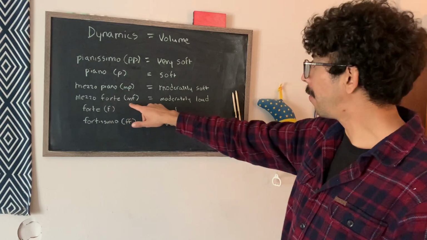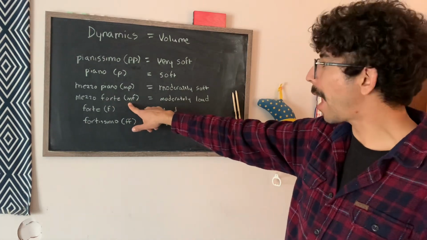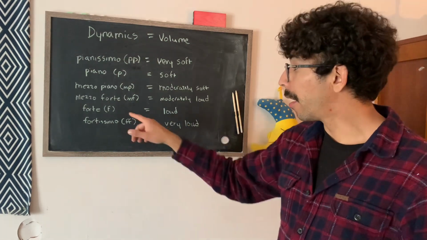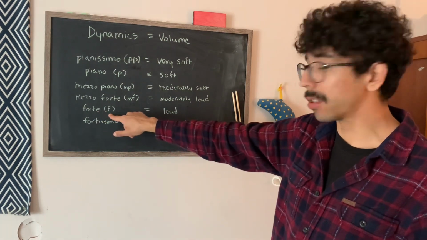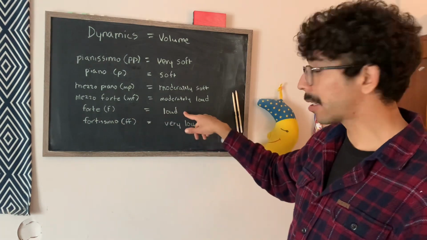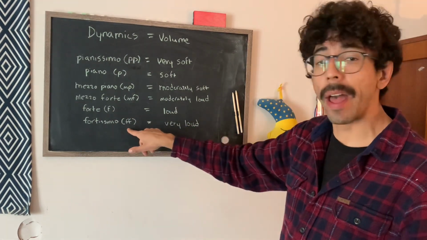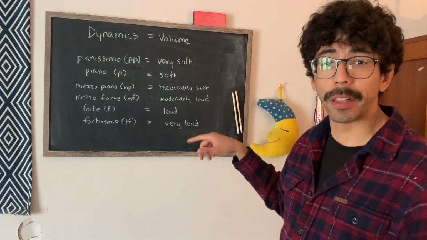The next one is mezzo forte, which is symbolized by MF, and that means moderately loud. The next one is forte, which is just an F, and this one means loud. And the last one is fortissimo, FF, which means very loud.